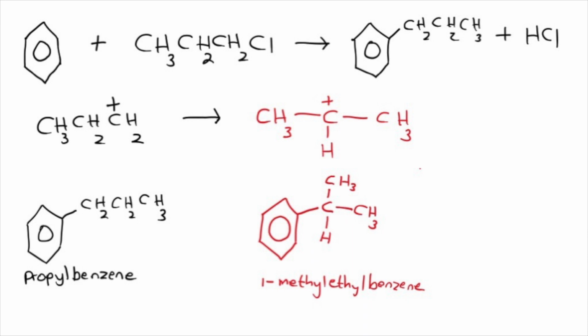So I would end up with two possible products. And in this example, I actually get more of the compound in red. So this is another problem with Friedel-Crafts alkylation. It's the possibility of rearrangement of the carbocation, meaning I get unexpected products.